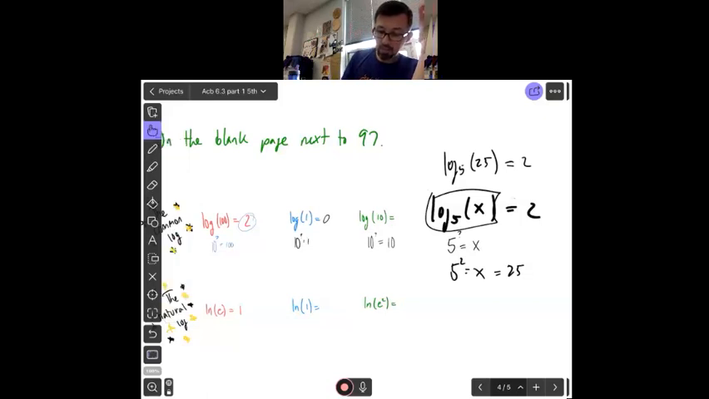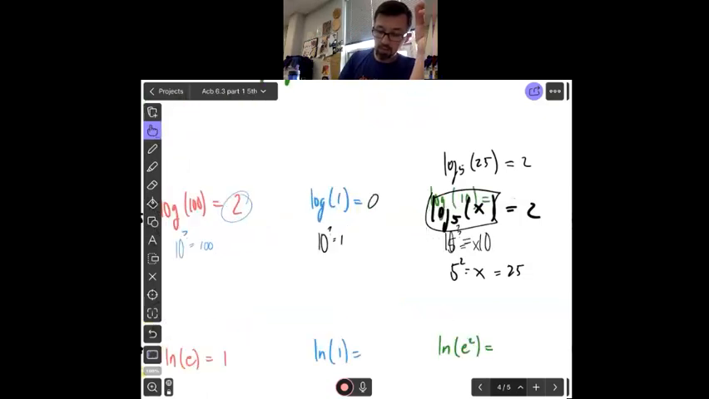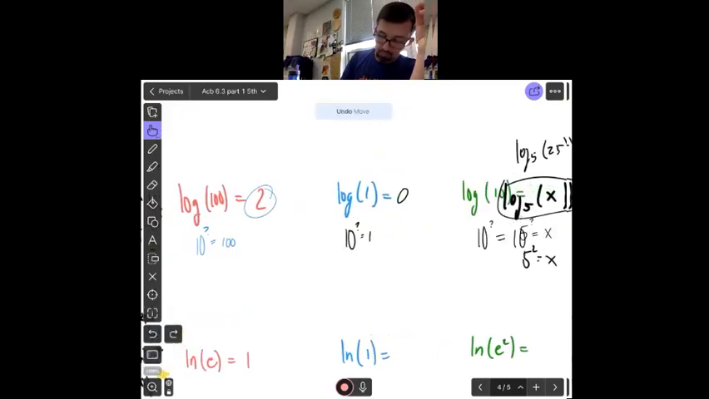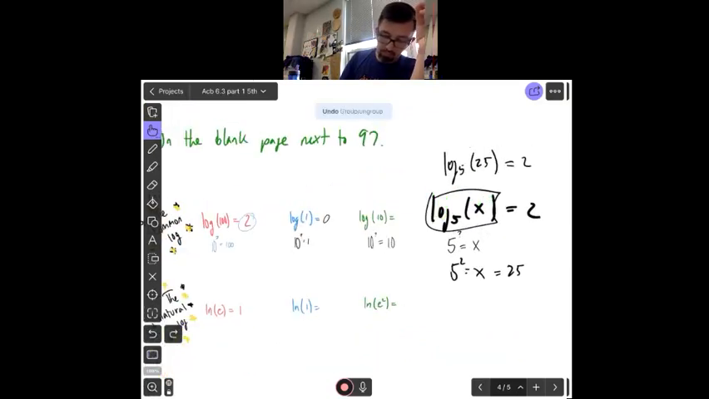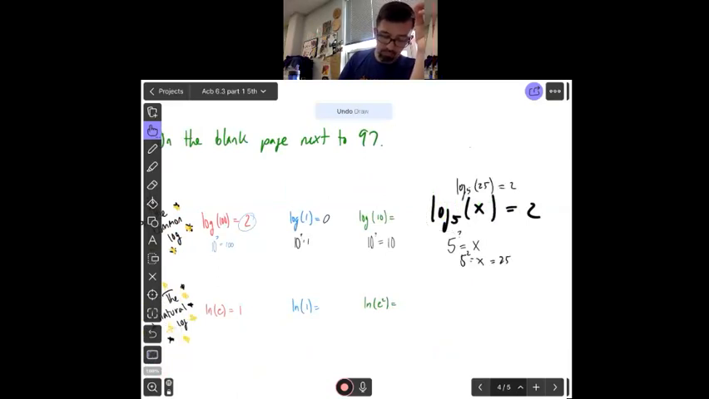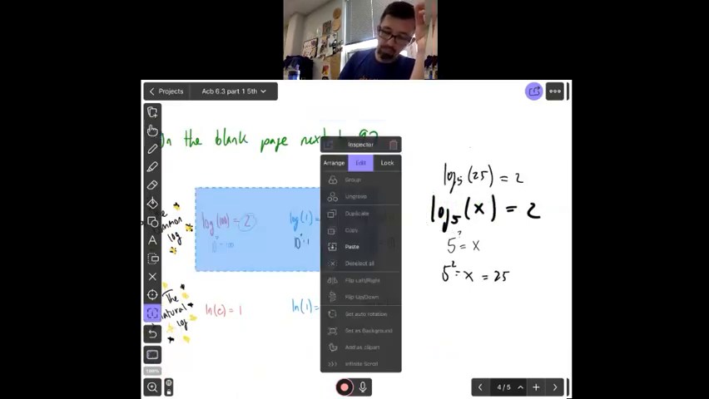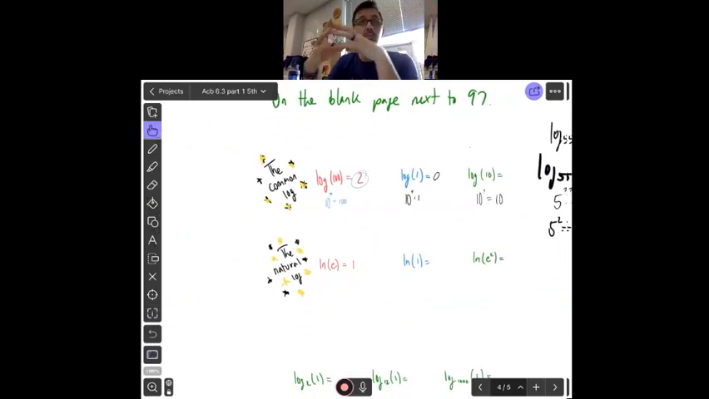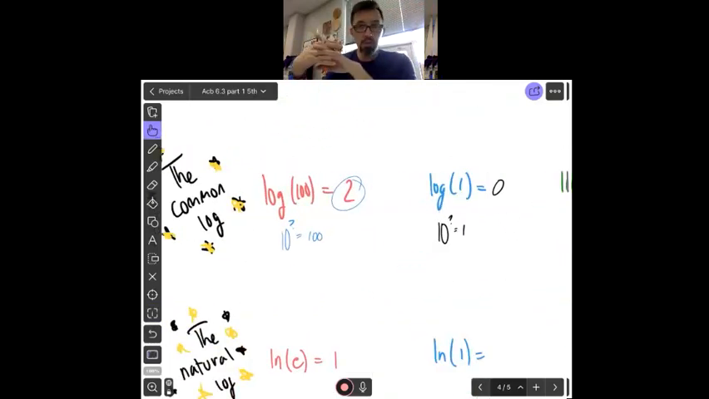Okay? That's the common logarithm. If there's nothing there, it's base 10. Okay? So that is something you need to know. It should be something you're trying to figure out, shouldn't be something you're trying to look up. If it says log, that means log base 10. You need to know that.